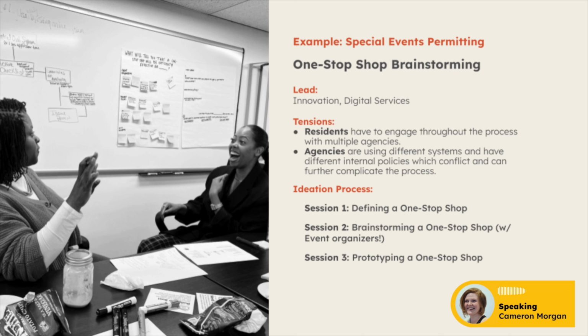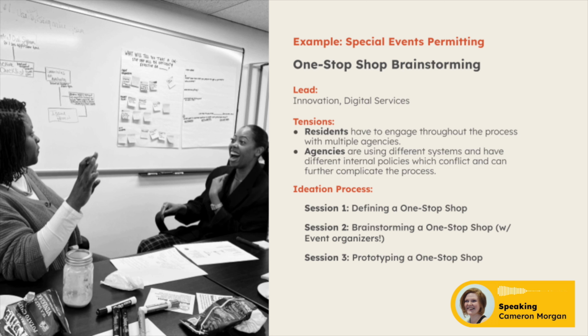So the key tensions we were focused on here were residents having to engage with multiple agencies in the process. Once they get past that initial permit tech relationship, then you're engaging with agencies directly. And agencies, like I said, having to use those multiple systems, which can conflict and further complicate the process. So the way we approached our brainstorming was, session one: let's define what a one-stop shop is. We're using this term, so let's say what it is in the context of special events permitting.